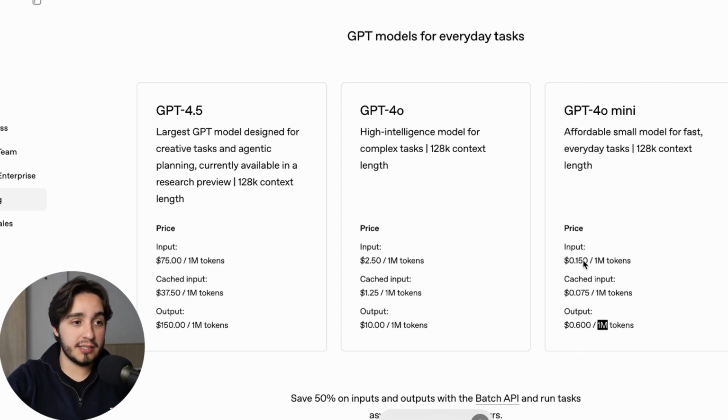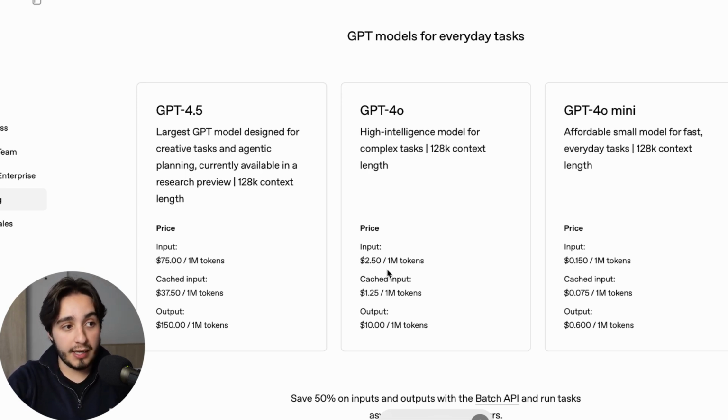And this price difference between 4.0 mini and 4.5 is literally 500 times more expensive to run an input on 4.5. So this is actually insane. Now, we might be wondering, GPT-4.0 mini is one of the most efficient and cheapest models that OpenAI has available.